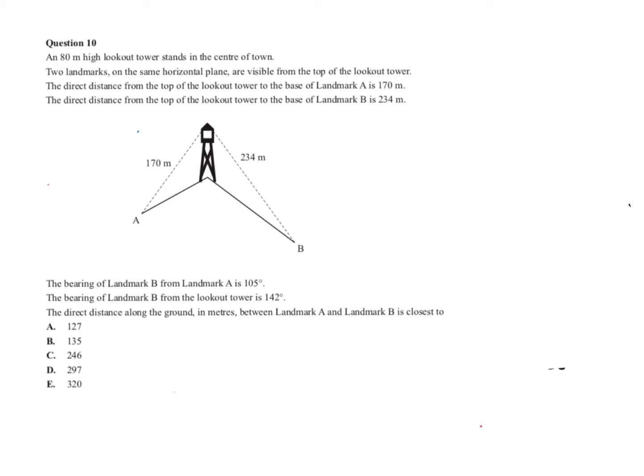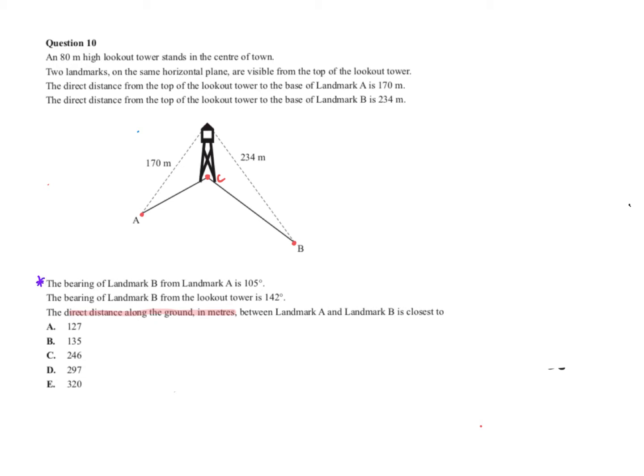The bearing of landmark B from landmark A is 105, and the bearing of B from the lookout tower is 142. So the direct distance along the ground between landmark A and landmark B is closest to... Because they want the direct distance along the ground, we probably want to set up the scenario on the ground. So here we've got point A, point B, and I might just call the bottom of the lookout tower C. Okay, so let's set that up.